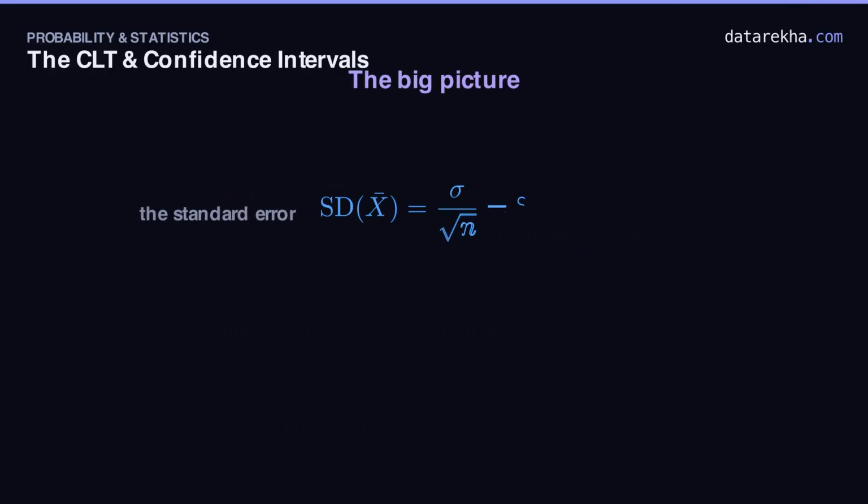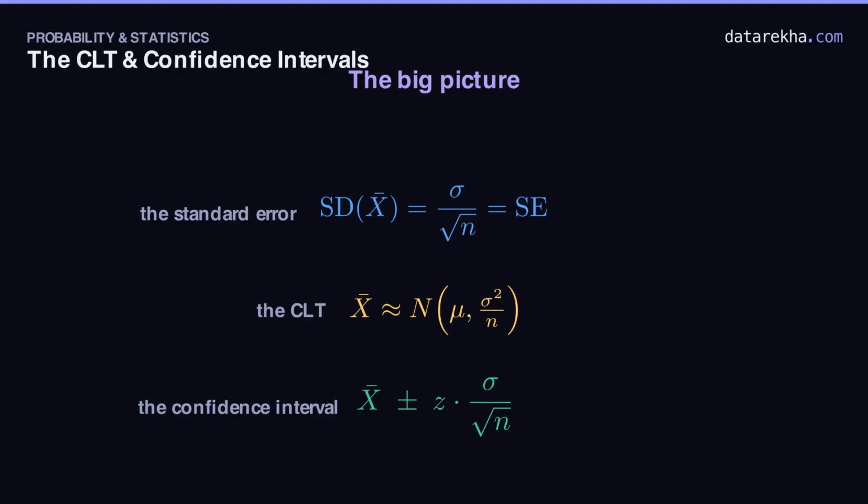Let's lock it in. The sample mean has standard deviation sigma over root n, the standard error, which shrinks as your sample grows. By the central limit theorem, that sample mean is approximately normal, centered at mu, for any population with finite variance once n is large enough, and with sigma known, a confidence interval for the true mean is x bar plus or minus z times the standard error. Master those three lines and averages will never mystify you again.